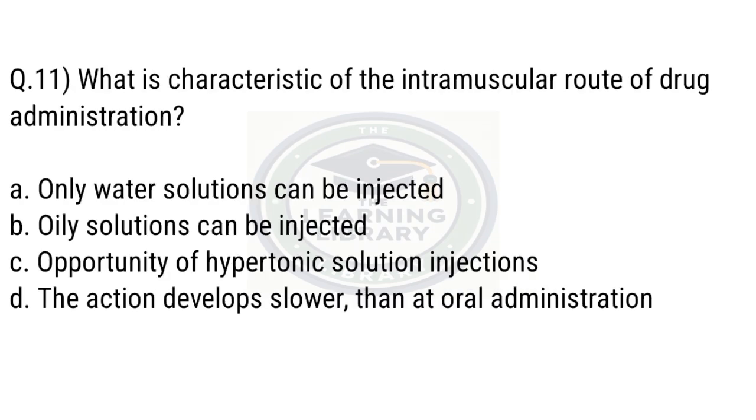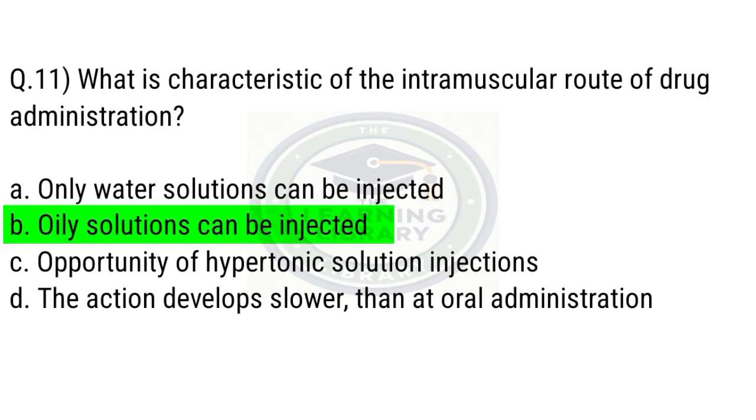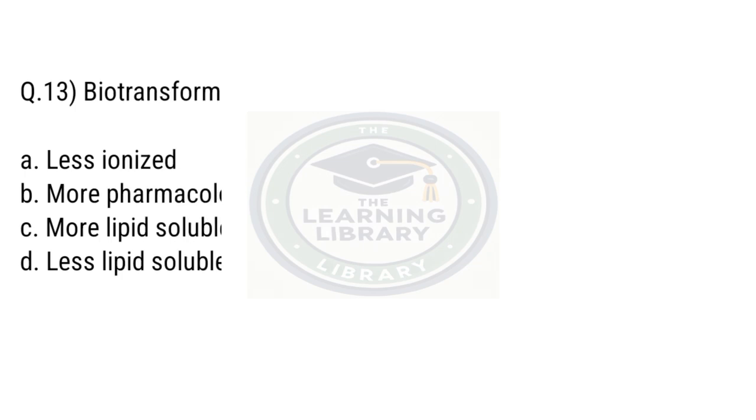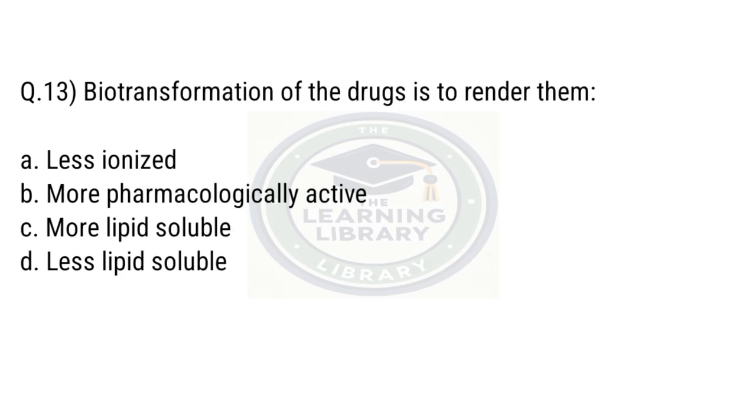Question number 11. What is the characteristic of the intramuscular route of drug administration? The right answer is option B. IV solutions can be injected. Question number 12. Intravenous injections are more suitable for IV solutions. The right answer is option B. False. Question number 13. Biotransformation of the drugs is to render them. The right answer is option D. Less lipid soluble.